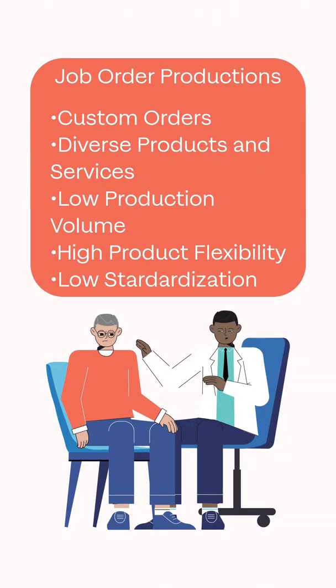Job order productions are essentially made-to-order services. Every order is unique, so an important part of job order production is that they are orders with low production volumes. Other key features include diverse products and services, high product flexibility, and low standardization. Large quantity orders have their own system called process operations, but that's a discussion for another time.